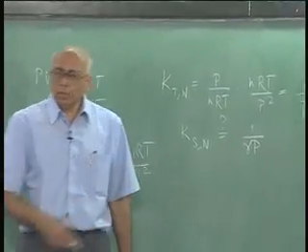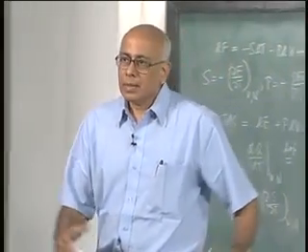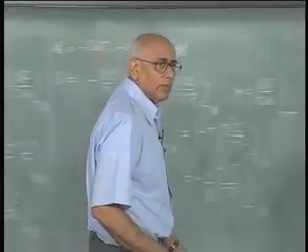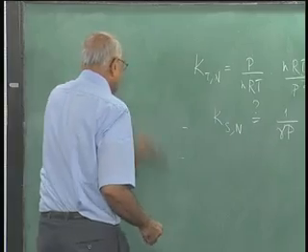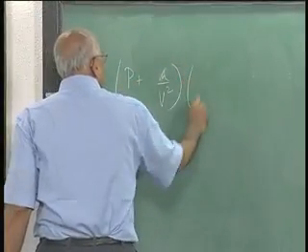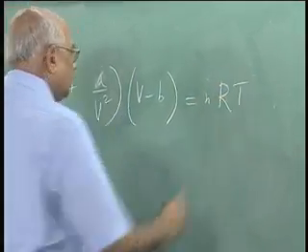I leave you to find out what it is for a van der Waals gas, where you have actually included the attraction between particles at long distances. What is the van der Waals equation of state? This is important. P plus A over V squared, times V minus B, equal to nRT.